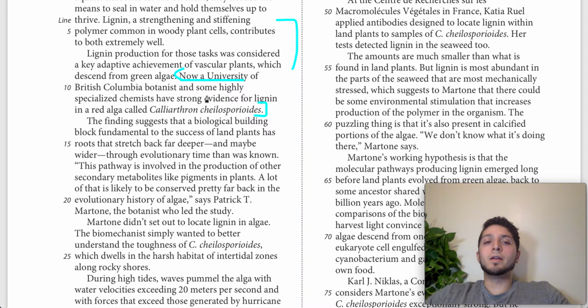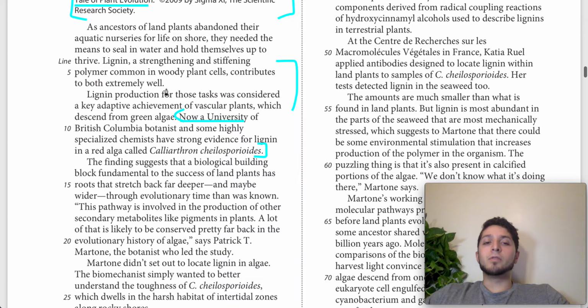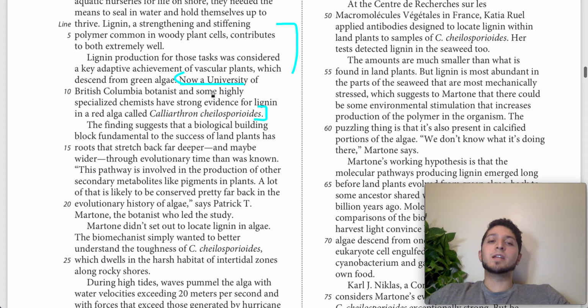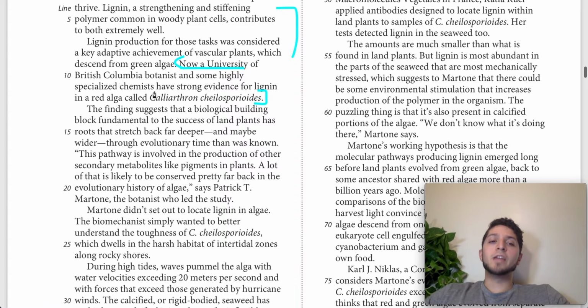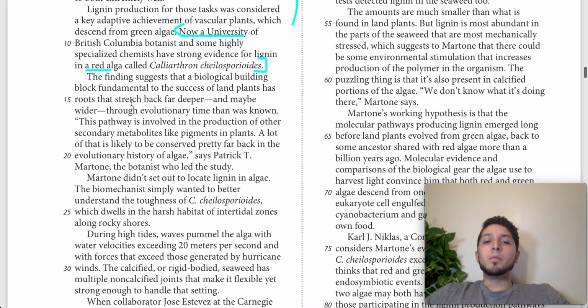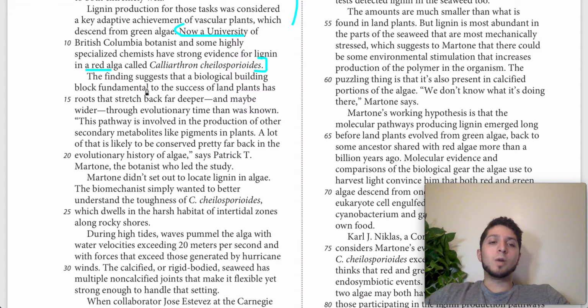And that's what we have here. We're introduced to lignin in general, what its function is. Then the next thing is we're introduced to this new study, and it shows strong evidence for lignin in a red alga. And we might read a little bit more to understand why that's significant. And that tells us right here.